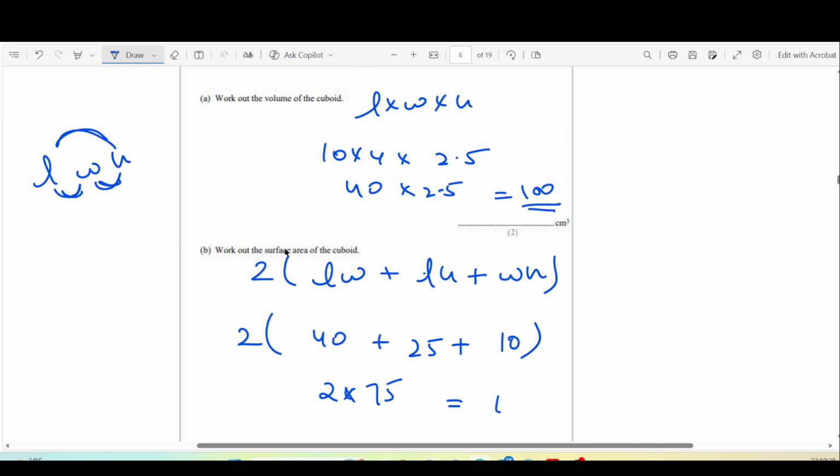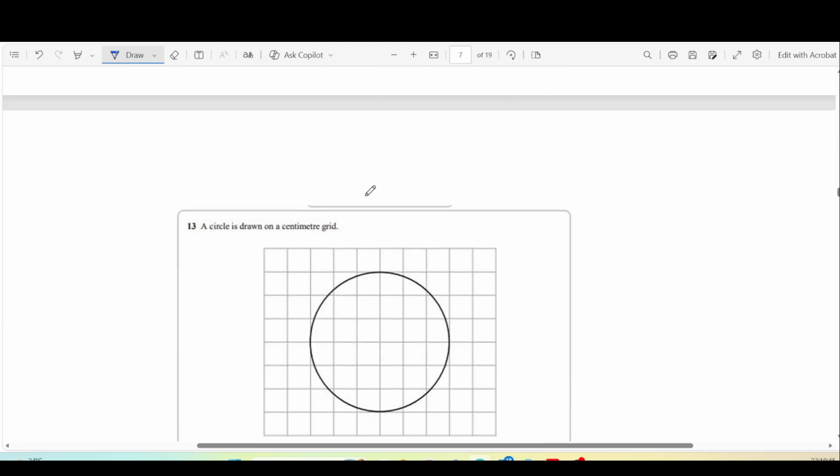So if we add them, we get 75, and then we have 2 here. 2 times 75 is 150. Because it is area, we write centimeters squared. This was cubed because of the volume.